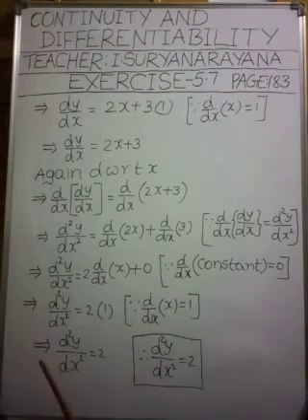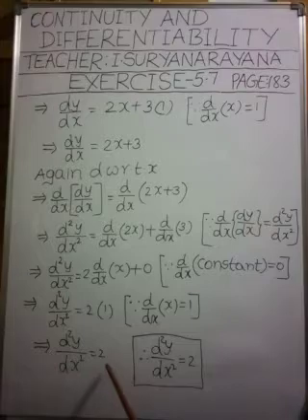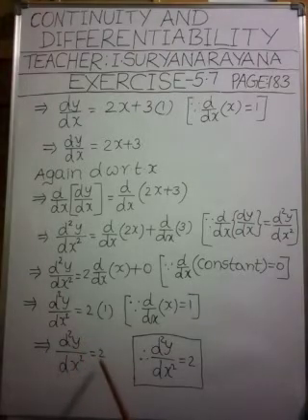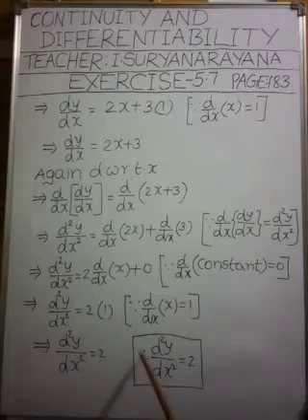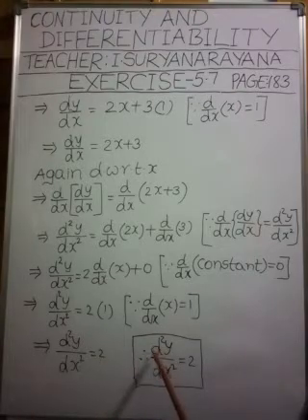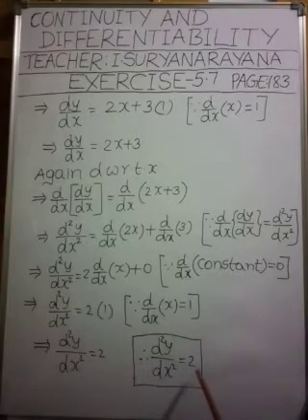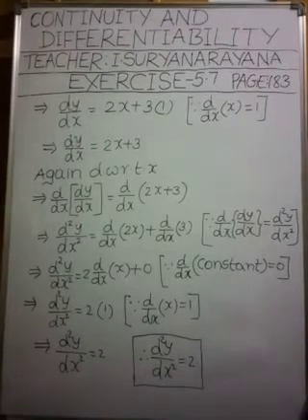Right. This implies d square y by dx square is equal to 2. This is the value of d square y by dx square. Understood, my children? Therefore, finally I wrote here d square y by dx square is equal to 2. Understood, my children? Right.